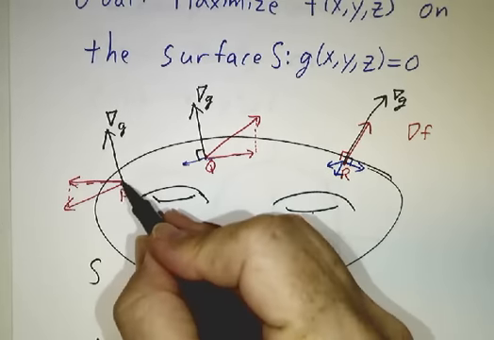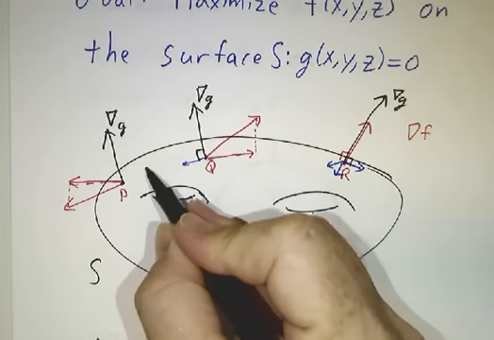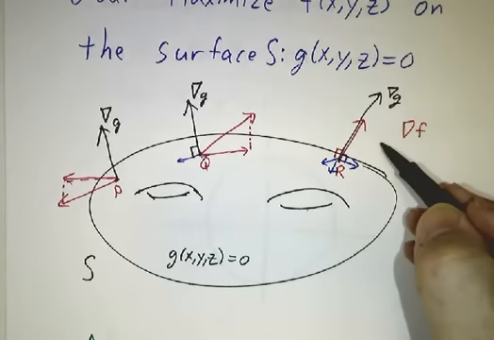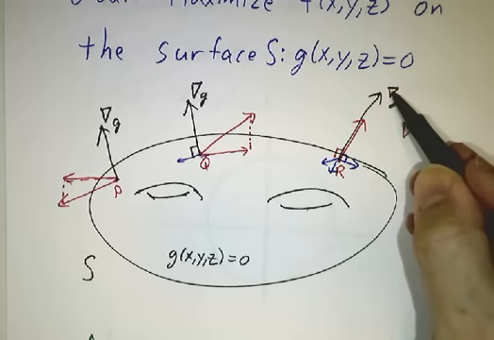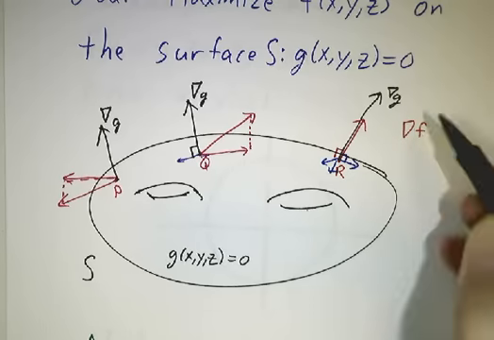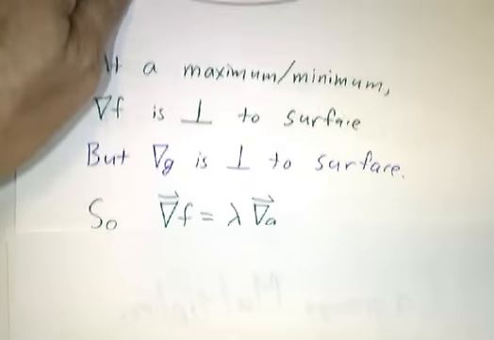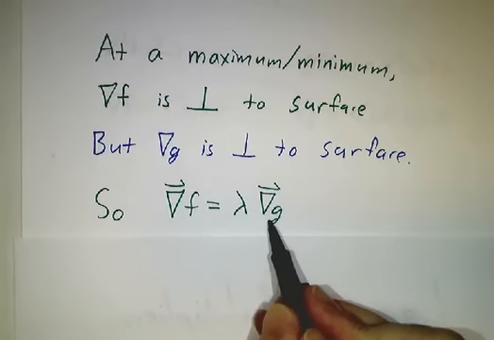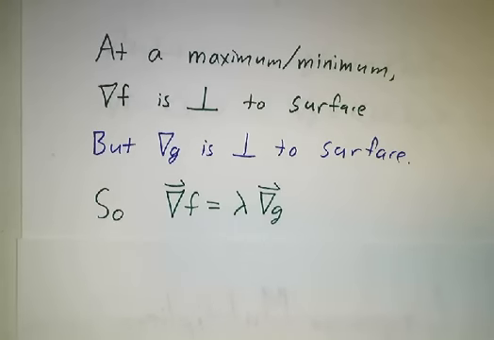Why? Because as you move along the surface, g isn't changing. So the dot product with the gradient must be 0. So if the gradient of f is perpendicular to the surface, and the gradient of g is perpendicular to the surface, the gradient of f and the gradient of g must be pointing in the same direction. And that means that the gradient of f must be some number times the gradient of g. We use the Greek letter lambda to designate that number, and this number lambda is called a Lagrange multiplier. Why lambda? Because that's the Greek equivalent of L, and L stands for Lagrange.